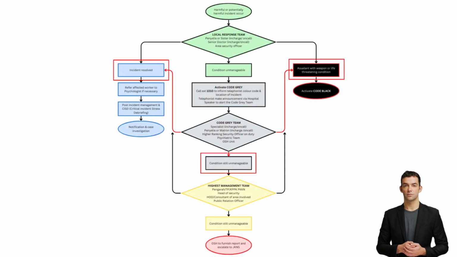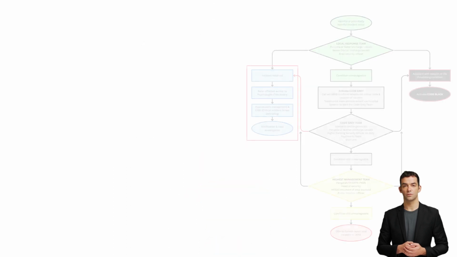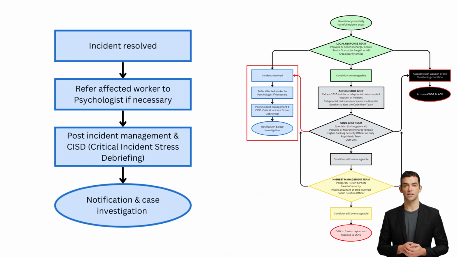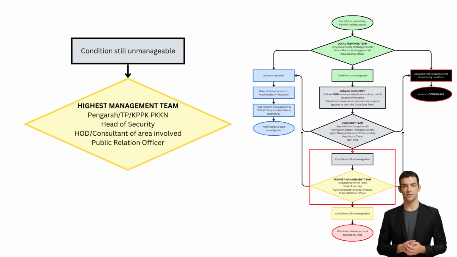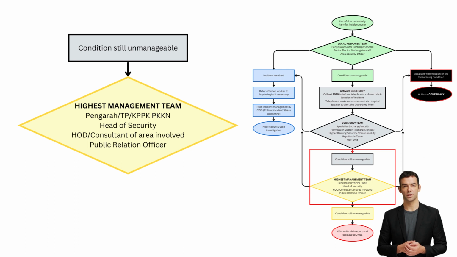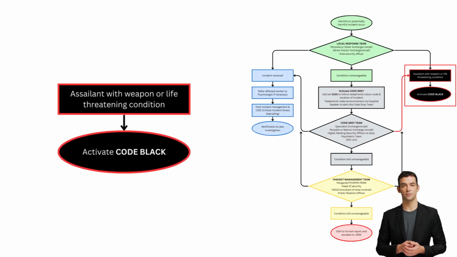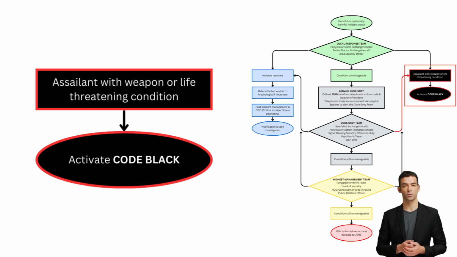Just like the local response team, the code gray team can encounter three possible outcomes. First, situation resolved. The code gray team successfully de-escalates the situation, leading to a safe resolution. Notifications, CISD sessions, and referrals to a psychiatrist or psychologist for affected staff are made as necessary. Second, code gray team unable to manage situation. If the code gray team faces challenges in managing the situation, it's time to escalate to the highest management team for further intervention. Third, weapon involvement. If the patient or assailant upgrades to using a weapon or the situation escalates into a life-threatening situation, code black is activated.